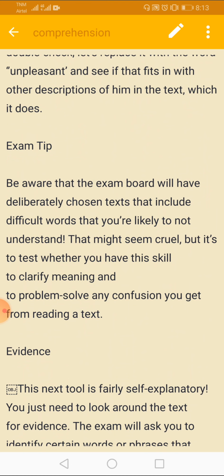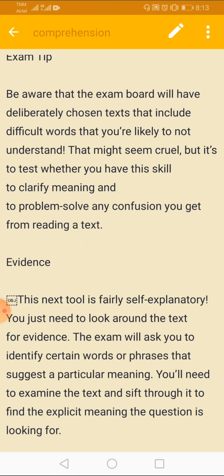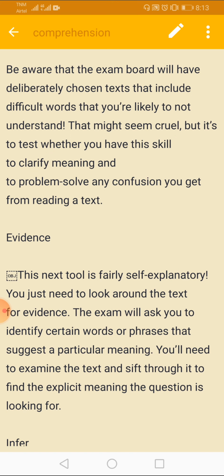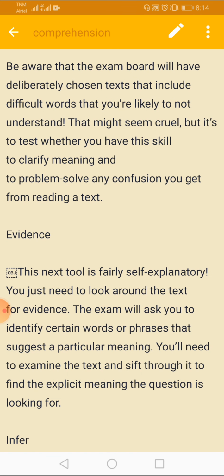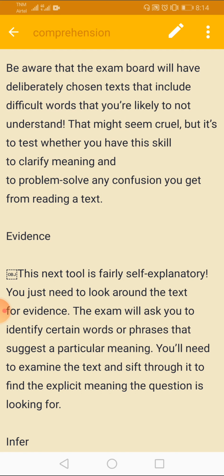Exam tip. Beware that the exam board has deliberately chosen texts that include difficult words that you're likely to not understand. That might seem cruel, but it's to test whether you have the skill to clarify meaning, to problem solve any confusion you get from reading a text. So obviously we're asking ourselves, why does the examiner give us these words? I'm just Form 3, I've never come across this word before. But of course, they're testing you on something. They're testing your ability to solve problems. They're testing your ability to infer, all right? So you cannot blame them for that. It's part of the test, all right?